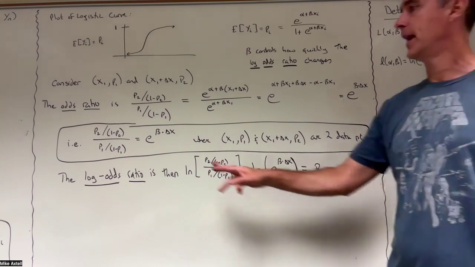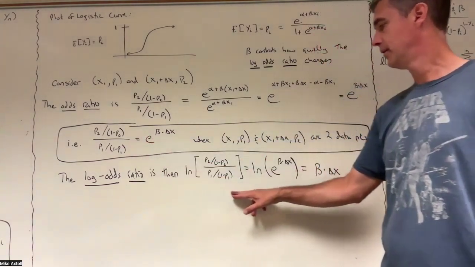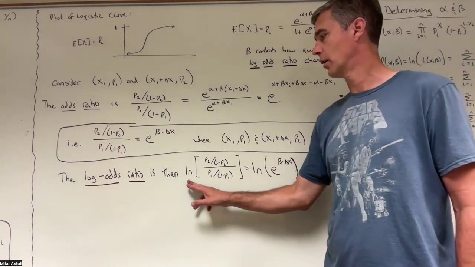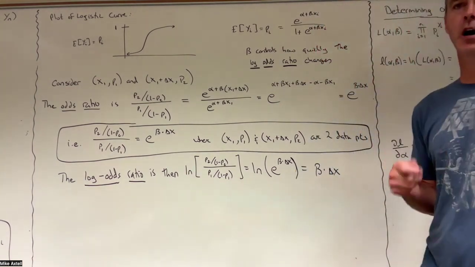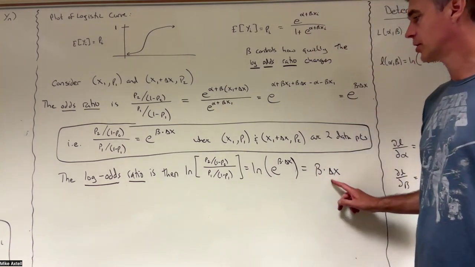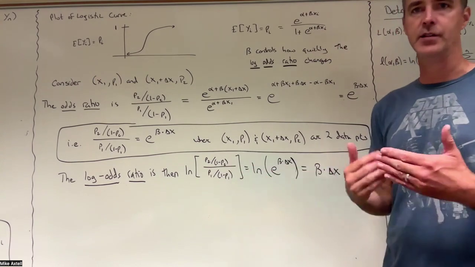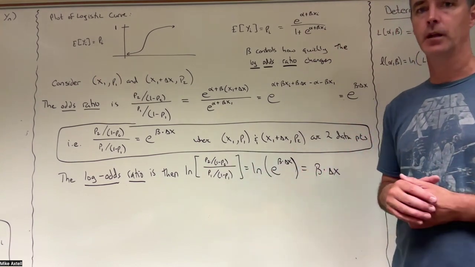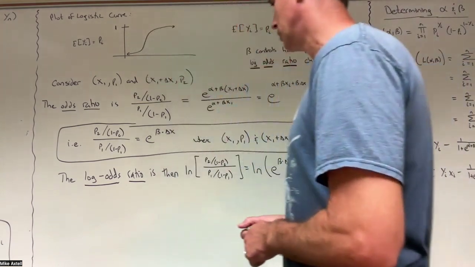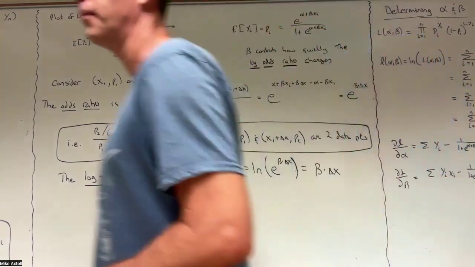And if I then take the natural log of both sides of that, I get beta times delta x. And that's called the log odds ratio, the log of the odds ratio. So that's showing us how beta is controlling how those odds are changing. And that's a good thing to know. So for an example, green doesn't show up too well.